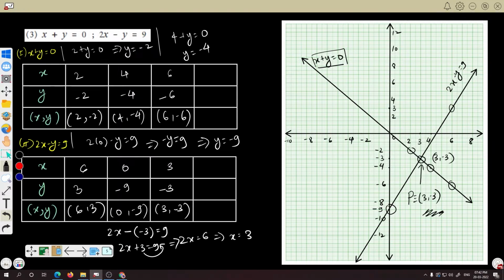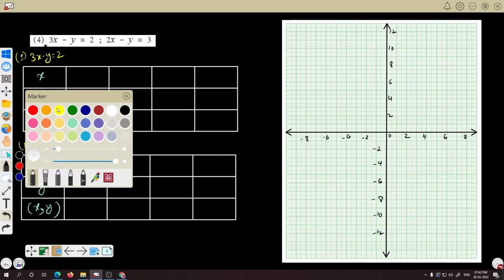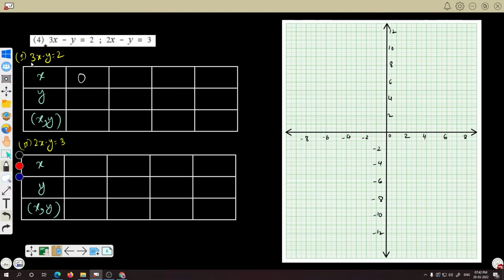Moving on to the next question. Question number 4, we have two equations, 3x minus y is equal to 2, and the second equation is 2x minus y is equal to 3. We'll start solving this. In this particular equation, if I take x as 0, so 3 into 0 minus y is equal to 2. So this will be minus y is equal to 2, which means y is equal to minus 2. So the coordinates are 0 comma minus 2. I hope this is clear to you.